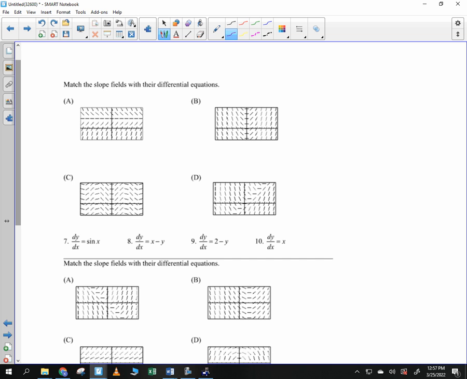It says match the slope fields with their differential equations. So I just told you how to create them. Now you get the chance to match them. Don't be scared by sine of x. Start to just think about these and think about where would it be 0 or where would it be undefined. Go ahead and try to do the matching. Take about a minute and a half. Go. All right.